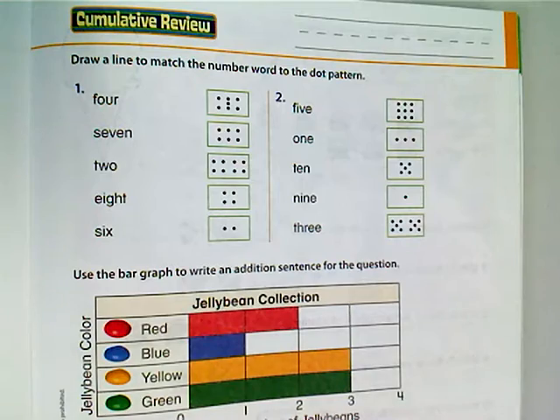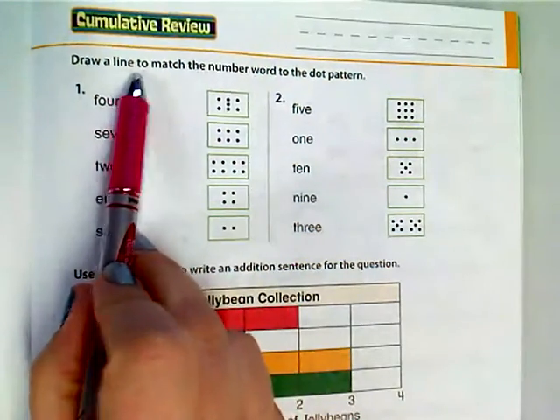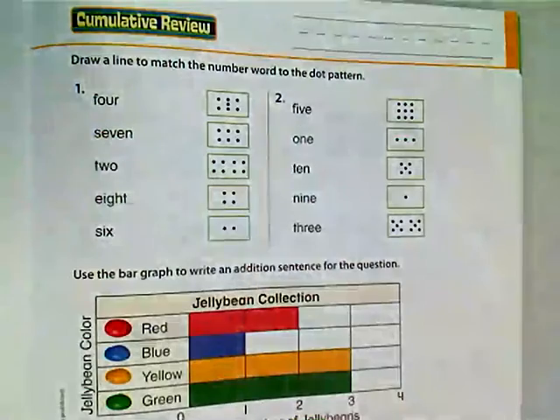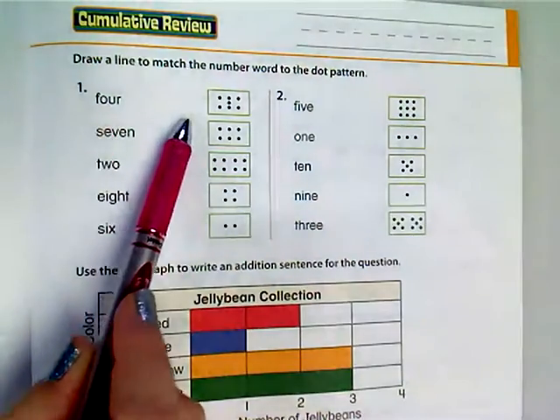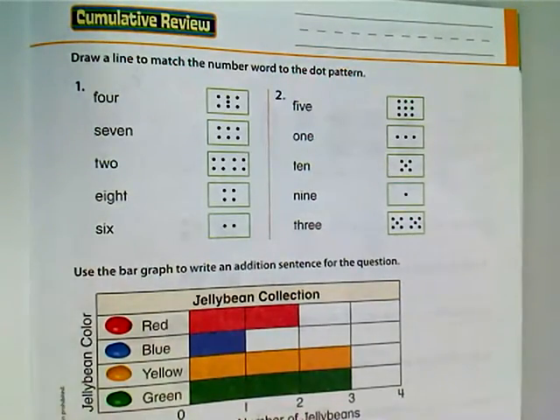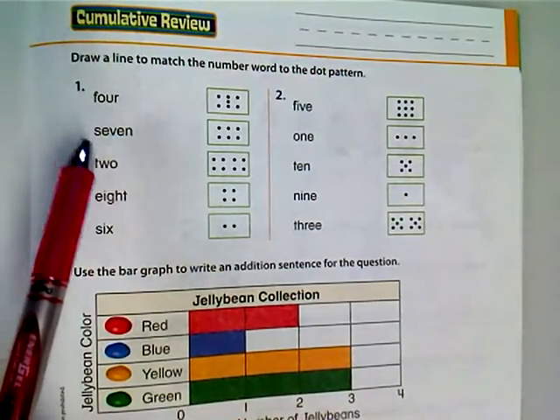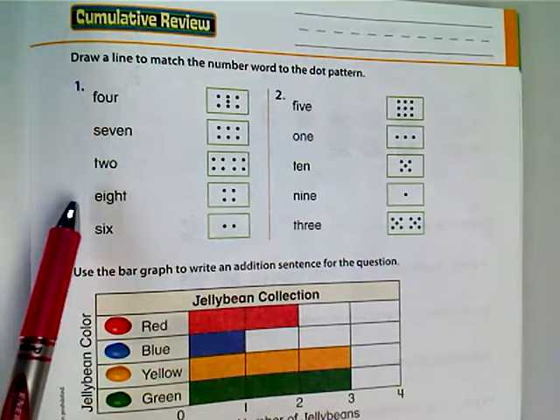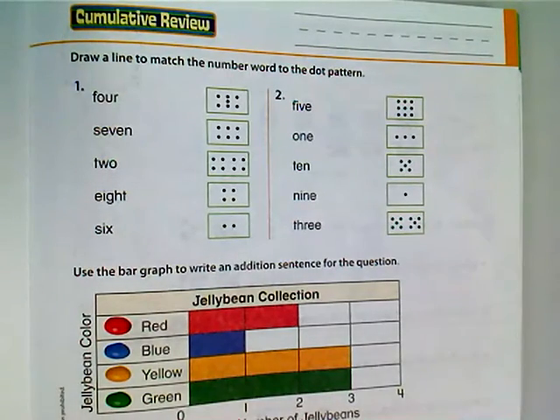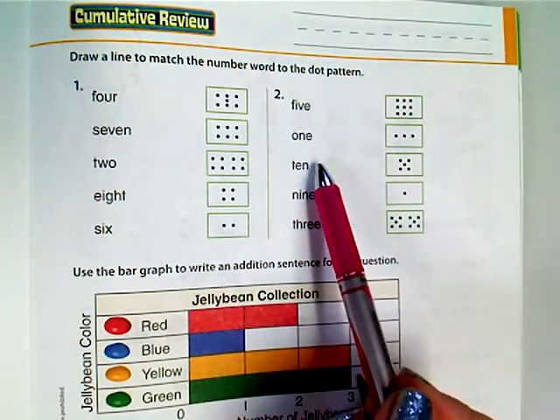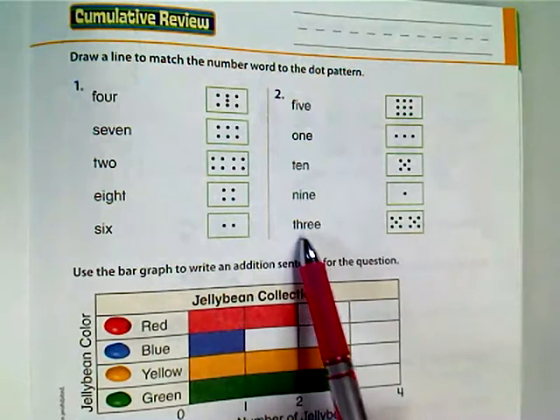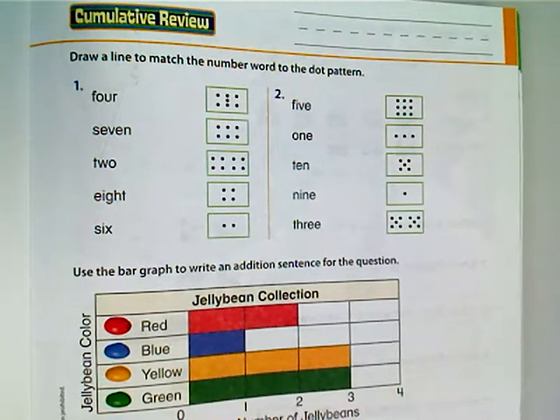So the directions say up at the top here to draw a line to match the number word to the dot pattern. So you're going to look here at the number word and you're going to draw a line to match it to the correct dot pattern. We have the number 4, 7, 2, 8, and 6. Over here for number 2, we have the word number 5, 1, 10, 9, and 3. Again, draw a line to match the number word to the dot pattern.